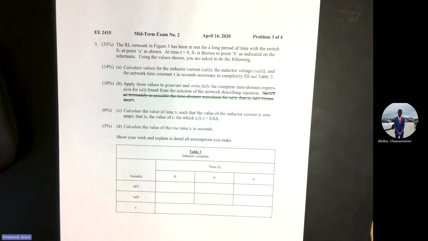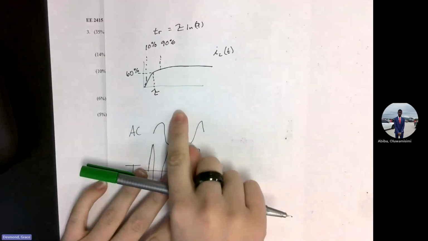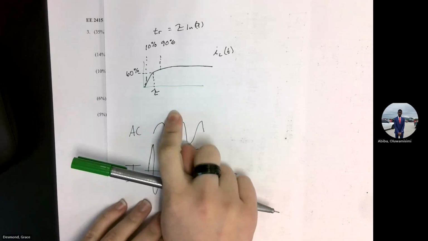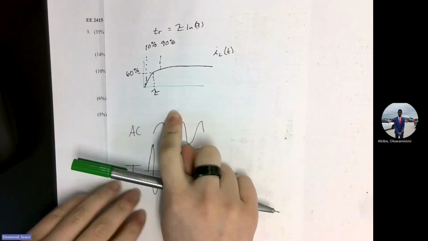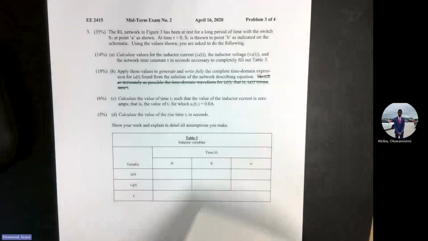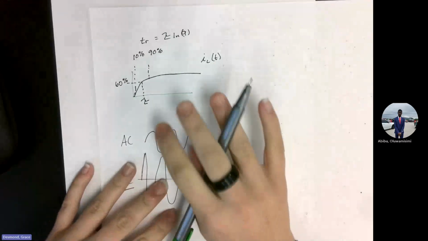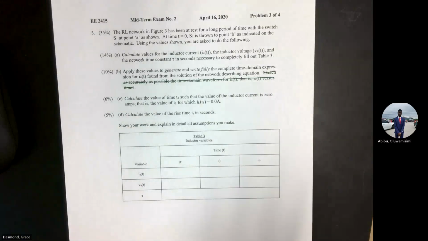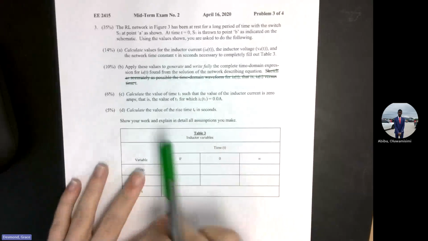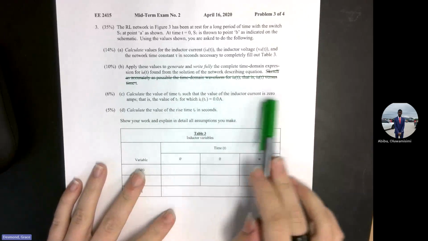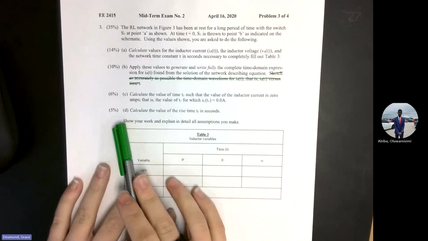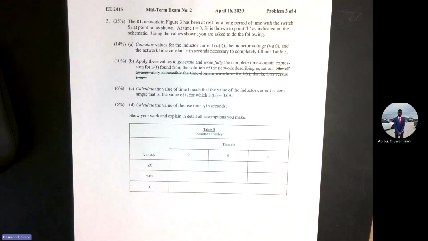It says to sketch as accurately as possible. Well, you know what? I literally already did that, like a minute ago. It's basically asking for you to do this, but he won't ask you to do that because he hasn't really said that. So don't worry about that, but I told you earlier what it all means. And then calculate the value of T1, where the inductor current is 0, and then calculate the value of rise time. So let's write out a couple equations before we start.